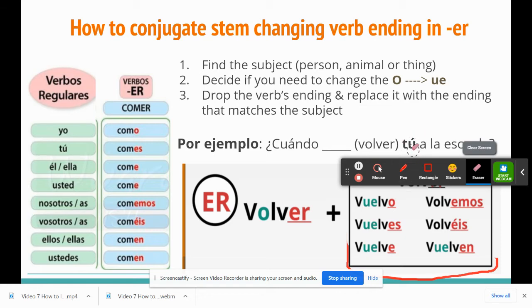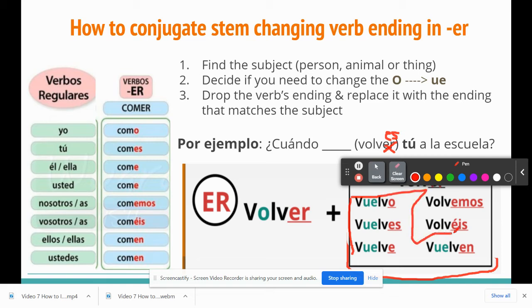Now that we know the subject, let's look at the verb ending. It's an ER verb. So what's the ending for an ER verb? For tú, the ending is ES. So we can change this ER to ES. Now, since it's tú, let's draw the shoe and see if tú is inside the shoe. Yes, it is. Here it is. So let's change this to UE. And that's how we come up with the answer.